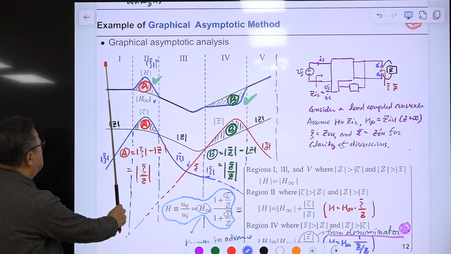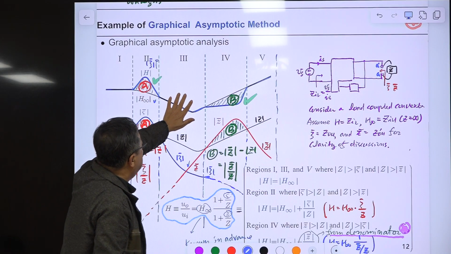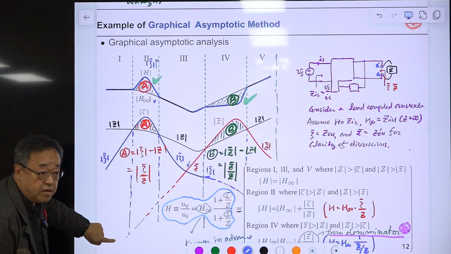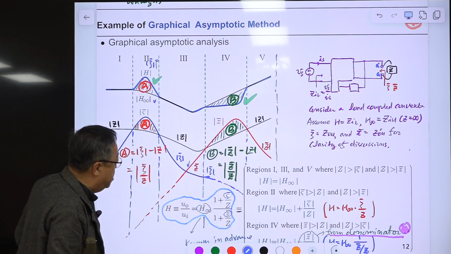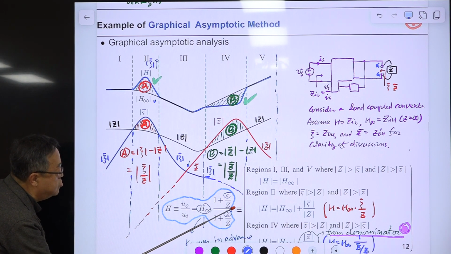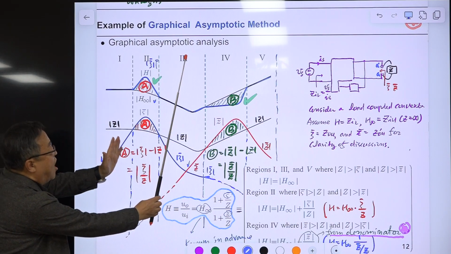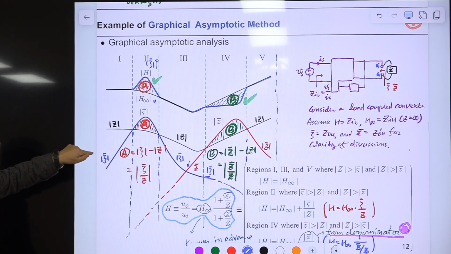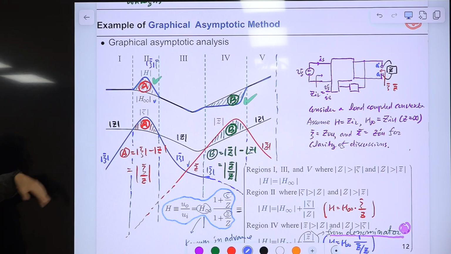If you take a look at this area, region 1, region 3, and region 5, the magnitude of G is larger than this one and this one. Then in this equation, you ignore this, and you obtain this one. That means in these three areas, H is following H infinity very closely. There is just some deviation around here, but that's not important. You are not worrying about that. You want to know the general shape.